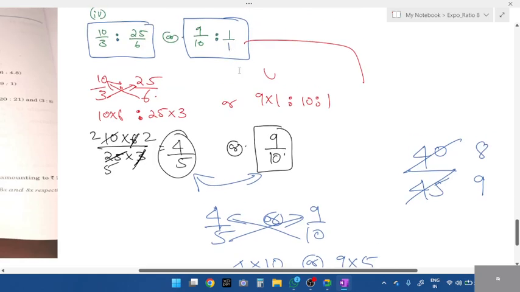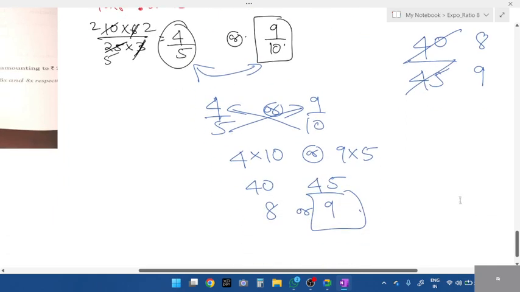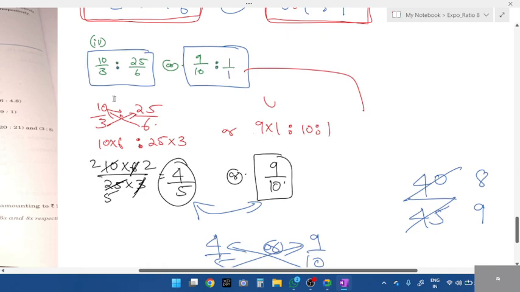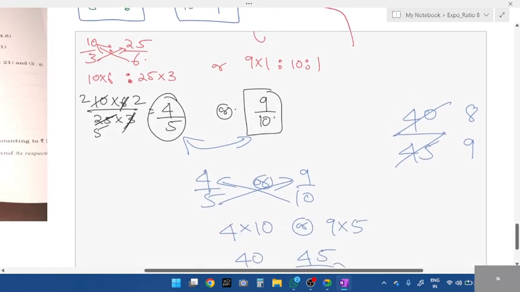All of you understood this? Cross multiply? Can you unmute and respond? Did you understand cross multiplication? This is how you cross multiply. This works only for two values, students. This works only for two values.